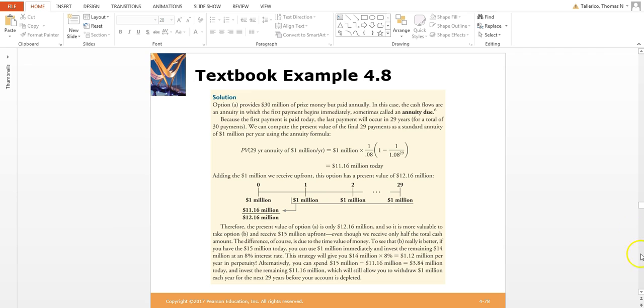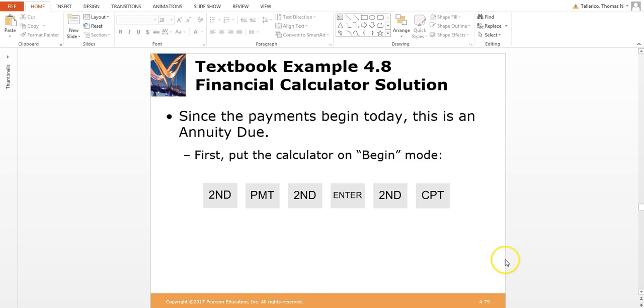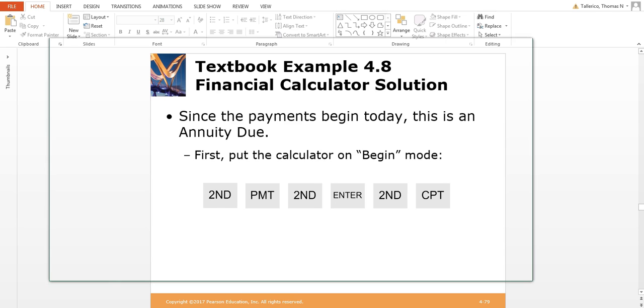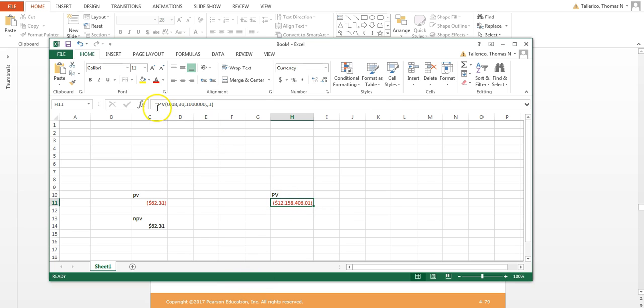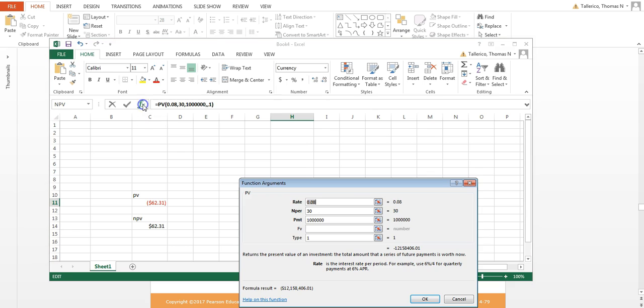But again, they go through all this complexity of calculating it, and there's really no need for that. And as I'll show you in Excel again, here it is, and I just used the present value function, and here's all I did. 8%, 30 years, $1 million a year, and now you notice I put a 1 in type. 1 in type means that the payments are made up front. It's an annuity due, which means the payments are made at the beginning of each year instead of at the end. If this was a 0, the payments would have been made at the end of the year.